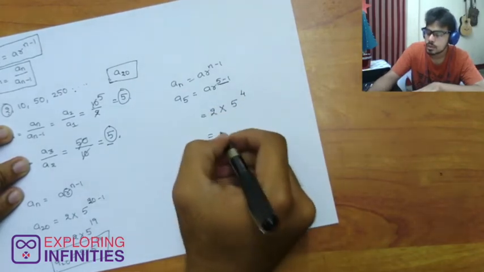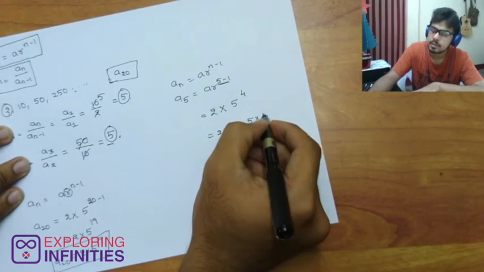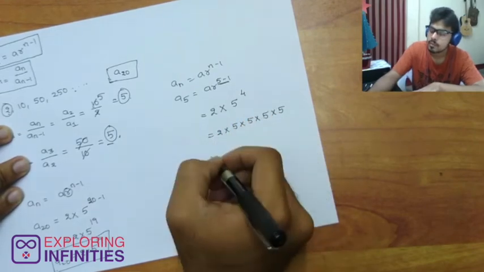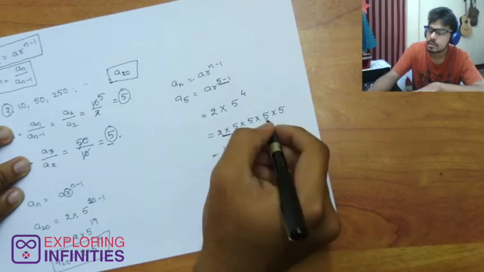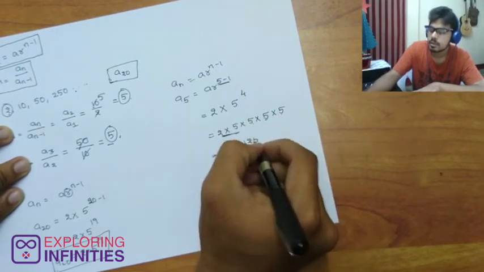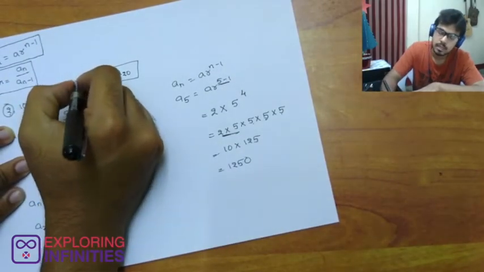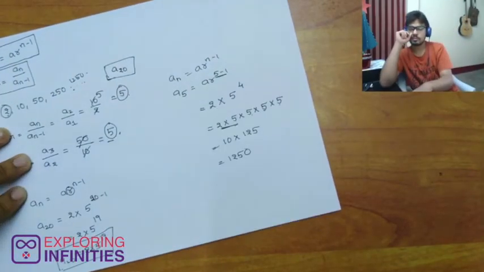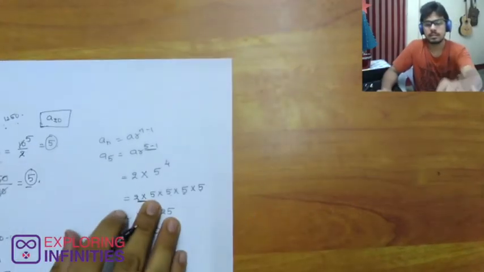2 into 5 into 5 into 5 into 5. 5 2s are 10, into 5, 5 5s are 25. 25 5s are 125, which is equal to 1250. So here it is, 1250 is the next term. Alright, this is as simple as it is.